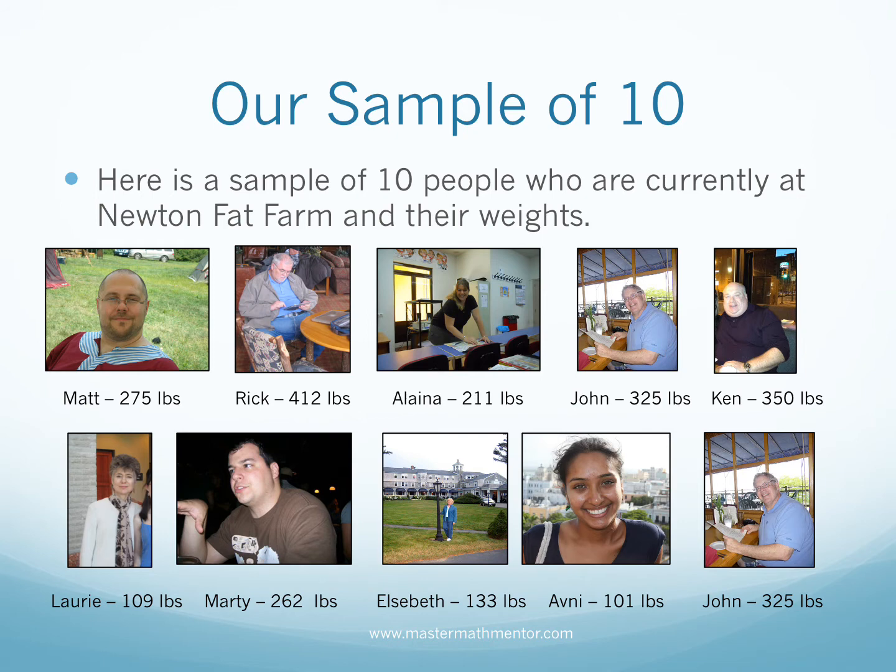Here are the results. Matt, 275 pounds. Rick, 412 pounds. Elena, 211 pounds. John, 325 pounds. Ken, 350 pounds. Lori, 109 pounds. Marty, 252 pounds. Elsabeth, 133 pounds. Avni, 101 pounds. John, 325 pounds. Notice that John was chosen twice.